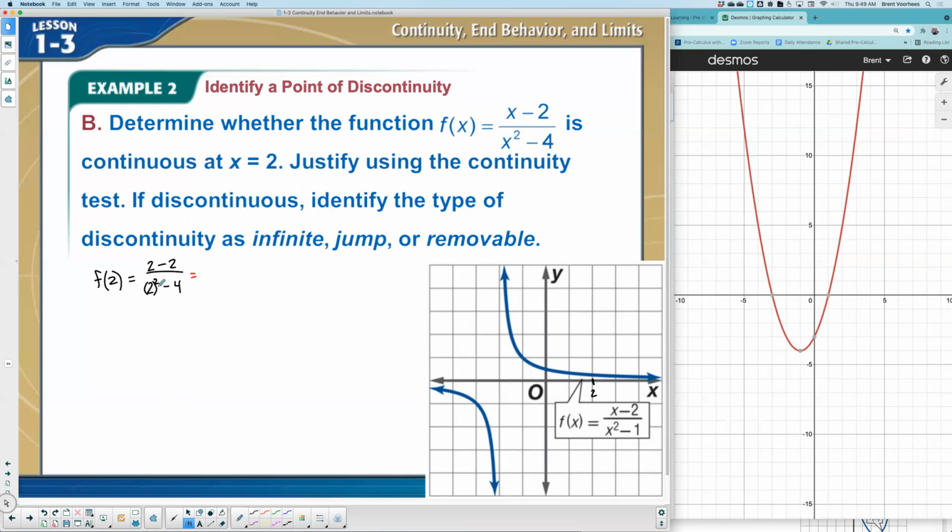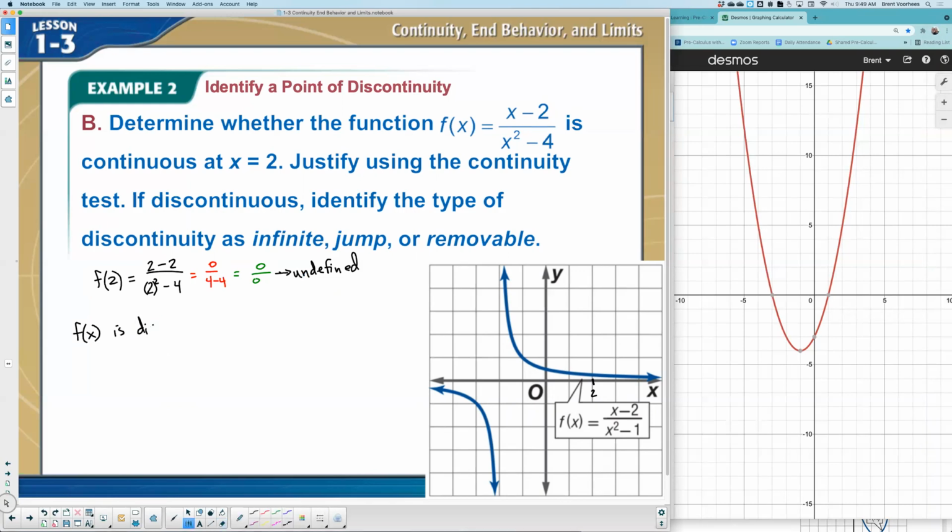What is 2 minus 2? 0. What is 2 squared? 4 minus 4. And to simplify it one more time, what's 4 minus 4? 0. Are you allowed to divide by 0? No, this is undefined. I don't care that it's 0 divided by 0. This is undefined. So question, if it's undefined, is it continuous or discontinuous? It's discontinuous. So f of x is discontinuous.